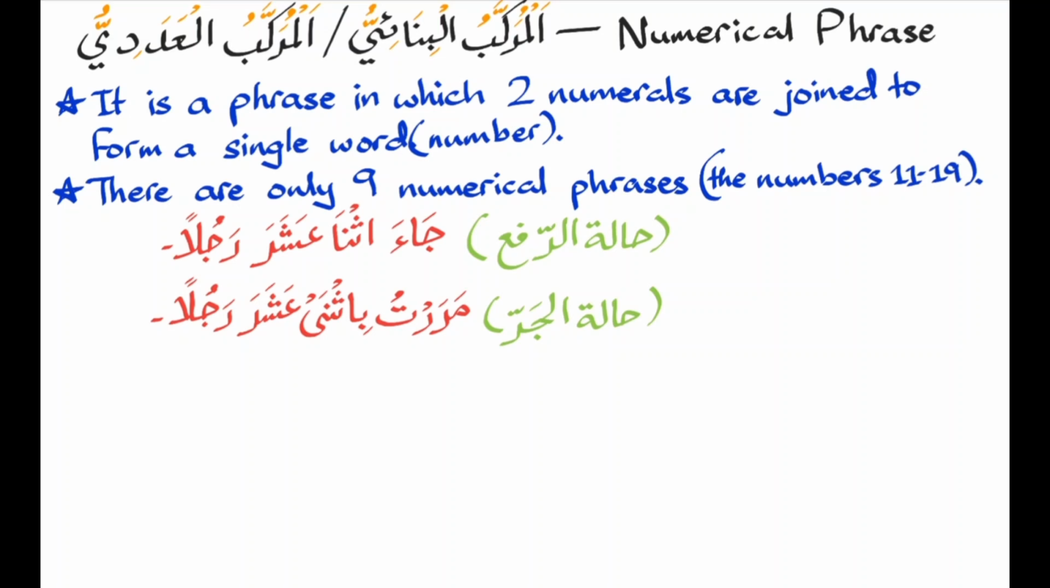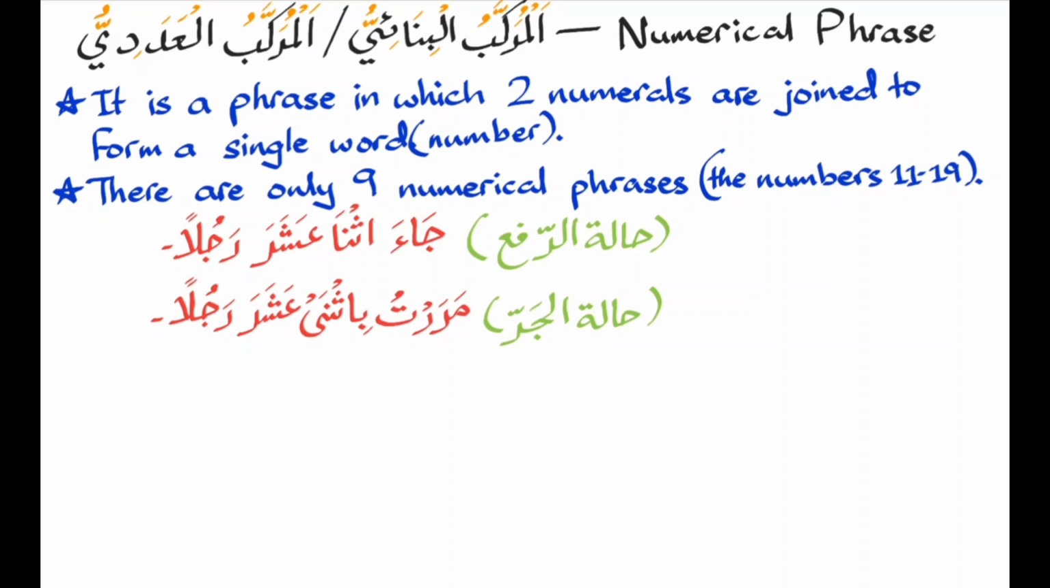Marartu bi ithnay ashara rajulan, or marartu bi ithnay ashara rajulan. I passed by 12 men. Here, ithna ashar, ithnay ashar is coming as a majroor because it's coming right after bi, which is harful jar. And we know that any word that comes after bi, which is harful jar, gets a jar. So therefore, ithna ashar is in halatul jar. So when it's in halatul jar, it's going to be ithnay ashara, not ithna ashara.